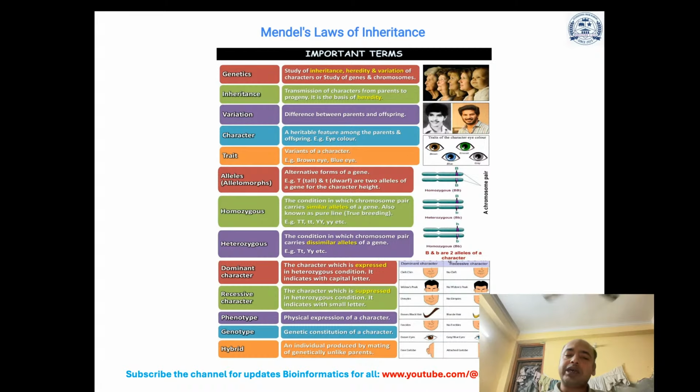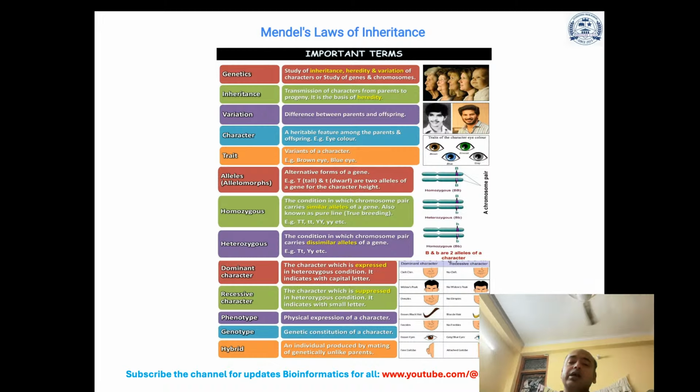Homozygous and heterozygous concepts. Homozygous is the condition in which a chromosome pair carries similar alleles of a gene, for example, capital T capital T or small t small t, capital Y capital Y or small y small y. Heterozygous is capital T and small t, capital Y and small y. Then the dominant character is the character which is expressed in the heterozygous condition. It is indicated with a capital letter. Now, the recessive character is the character which is suppressed in the heterozygous condition and indicated by a small letter, as you can see here.